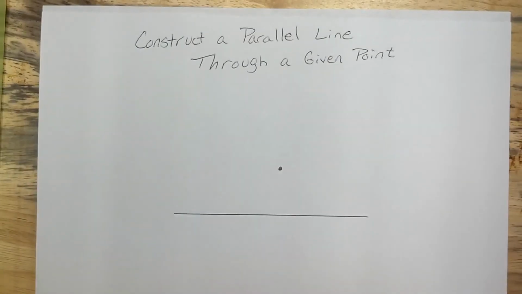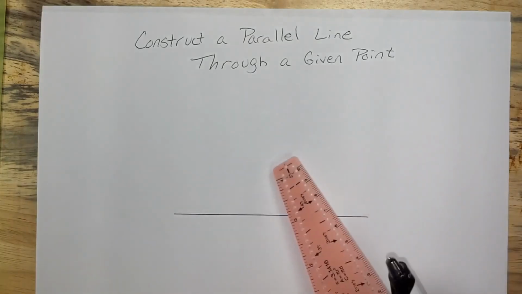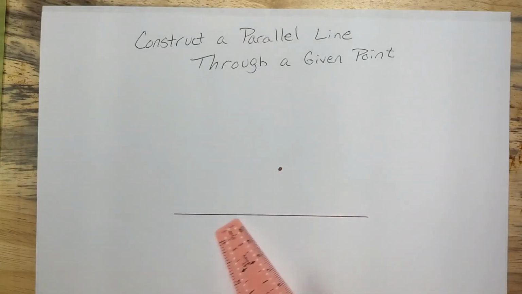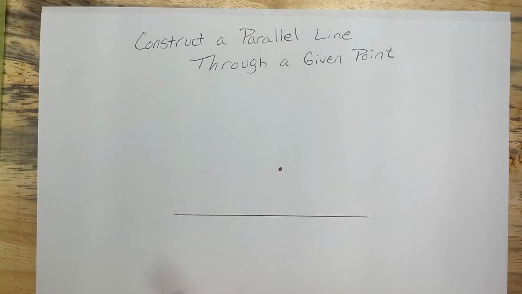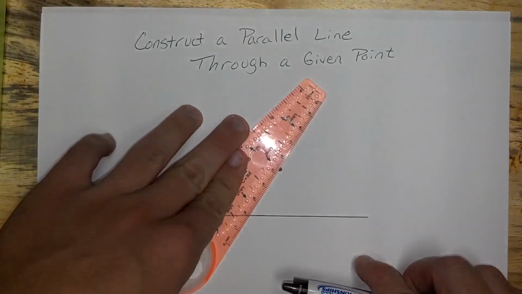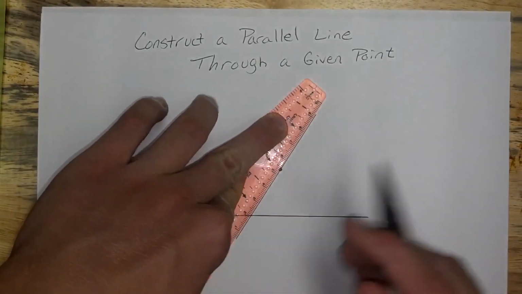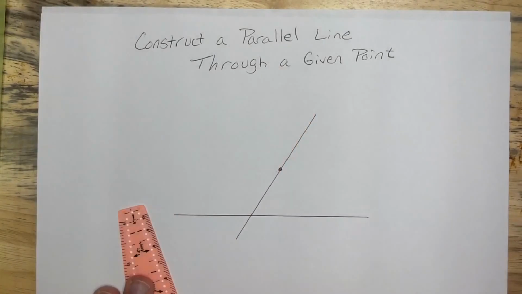To construct a parallel line through a given point, you need a line and a point not on that line. Obviously, if it's on the line, you're not going to have a parallel line. So, first step, we need to draw another line that goes through that point and also through this line. It doesn't matter how you do it, as long as you create a line. You can create the line straight up and down, you can slant it, as long as they intersect both of them.